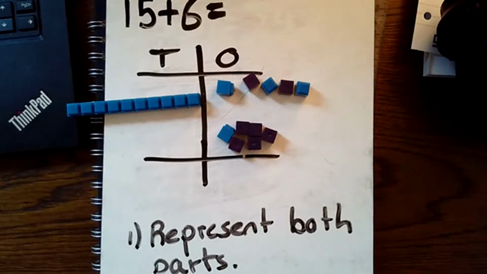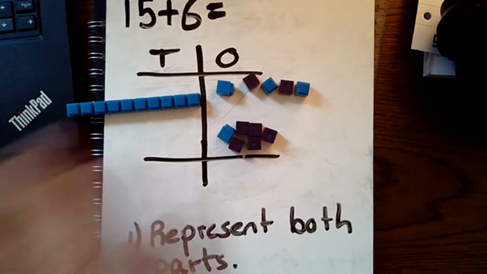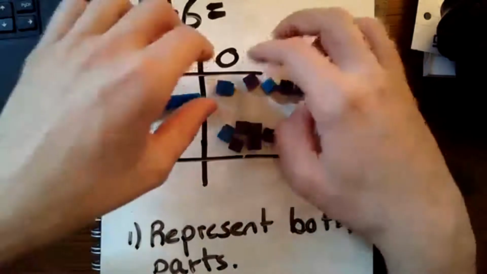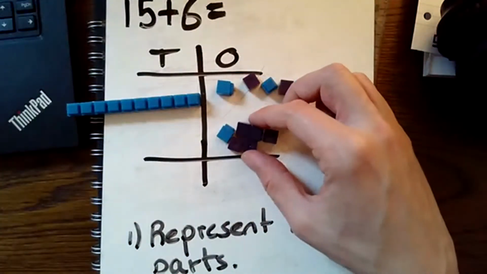At the swap shop, there is a man, or sometimes there's a woman. They both work there. They're a couple. And they will allow me to swap 10 ones for 1 ten. Not 9 ones, not 11 ones. It's always 10 ones for 1 ten. I regroup 10 ones to be 1 ten.